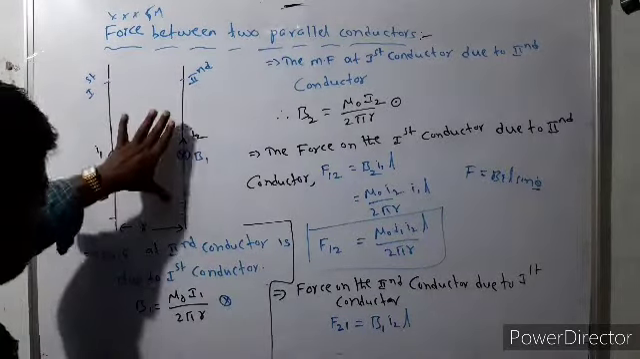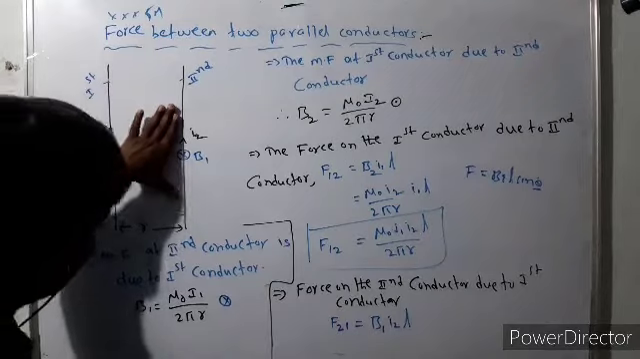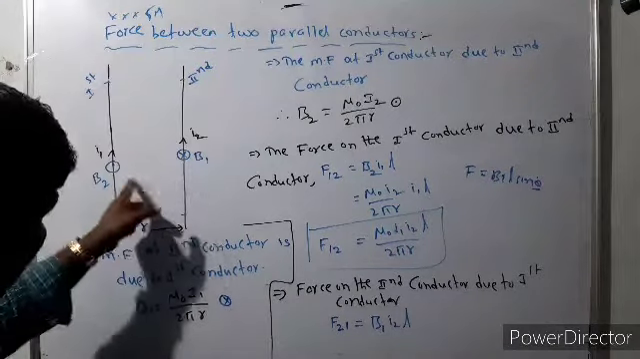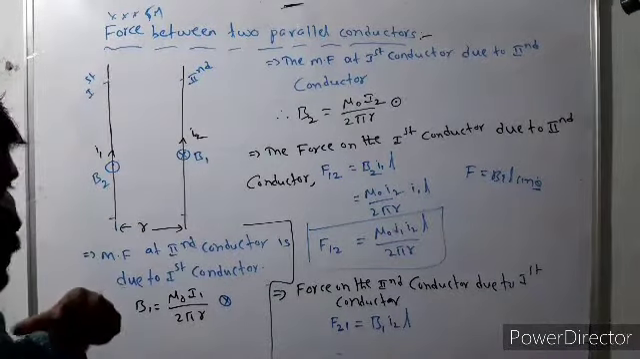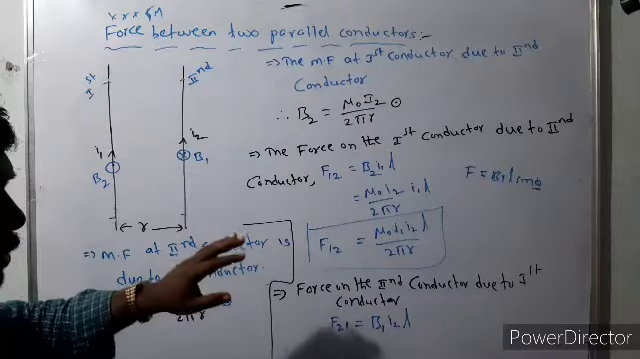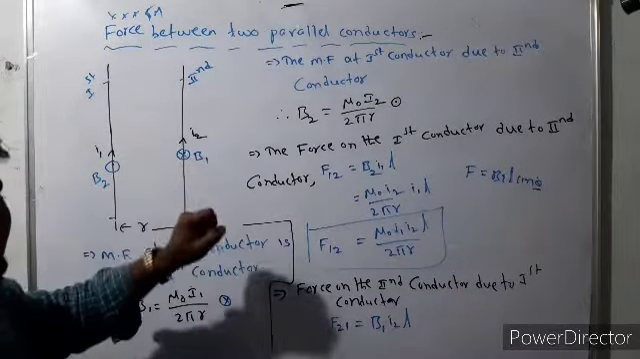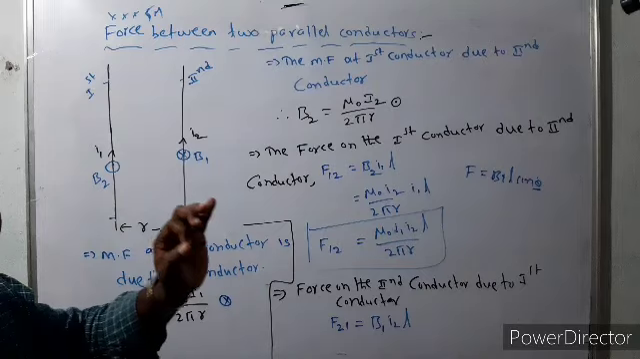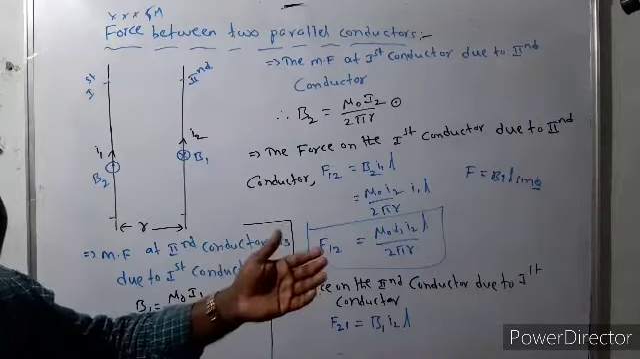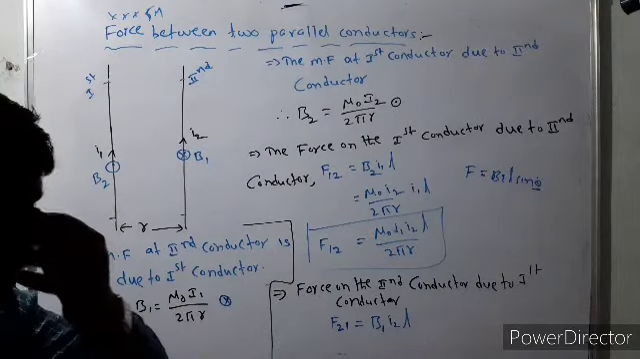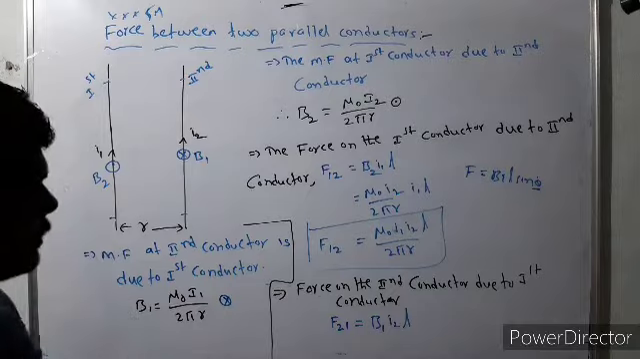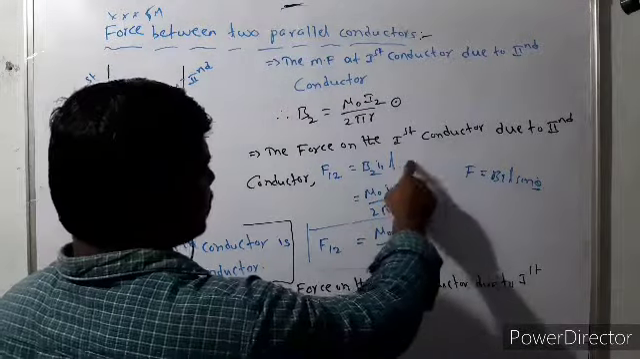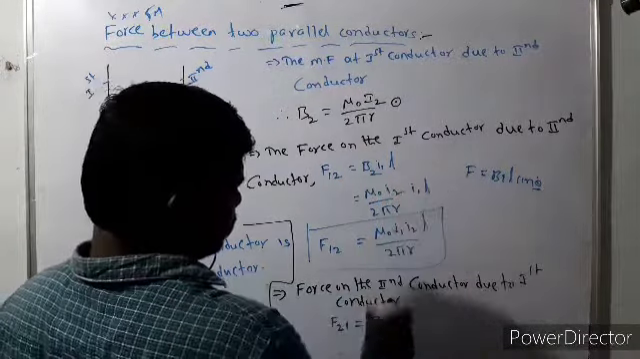The length of the two conductors is in the plane of the board. The two magnetic fields are perpendicular to the plane of the board, here inwards, here outwards, whatever may be the direction. But the two magnetic fields B1 and B2 are perpendicular to the plane of the board. That's why the angle between length and magnetic field is 90 degrees. That's why I am not taking sin theta here. Sin 90 means 1.